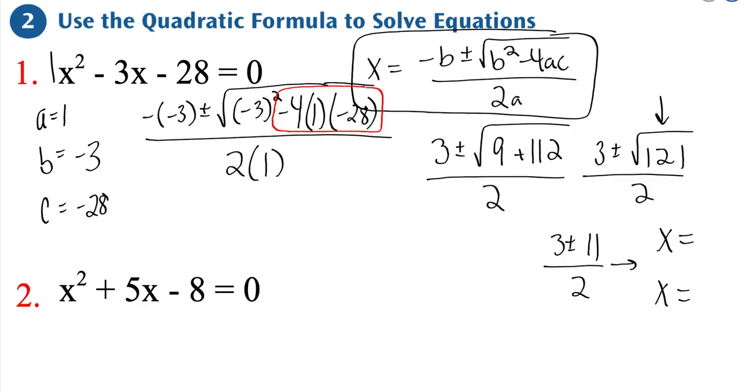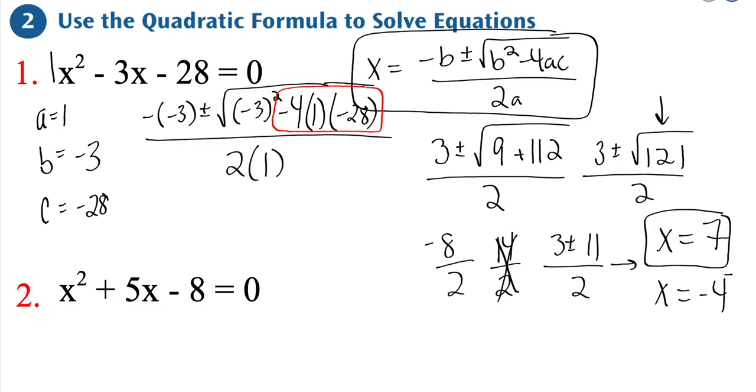So 3 plus 11, that's 14 over 2, which is 7. So we got one answer there. All right. Then we'll do the 3 minus 11. So 3 minus 11 is a negative 8 over 2, so it's a negative 4. Our two answers here are 7 and negative 4.